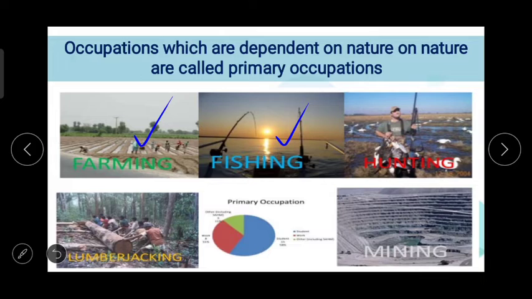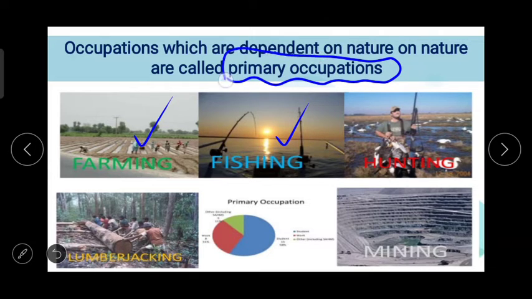Cows and buffaloes are animals. We domesticate them. We get milk from them, and therefore this occupation is directly dependent on nature. जैसे बफेलो है या फिर काऊ है, उनसे हम मिल्क ले लेते हैं, इट इज़ डायरेक्टली डिपेंडेंट ऑन द नेचर, ये नेचर से ही हमें मिल रहा है. Such occupations which are dependent on nature are called primary occupations.